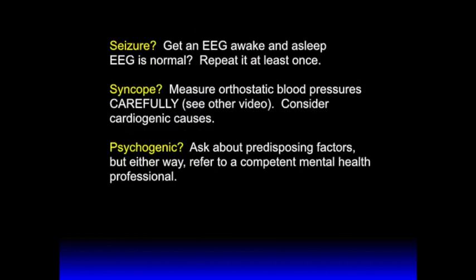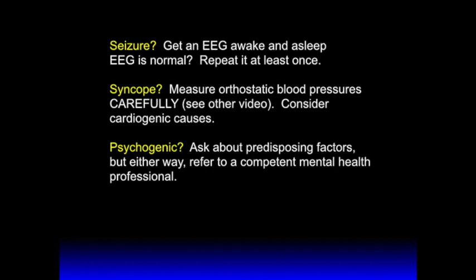How do we evaluate all of the above? And this, I'm just going to really tiptoe through this. If you take the history of the prodrome and the event itself and the aftermath, and you say, gee, I really think this is probably a seizure, well, you're going to get an EEG, awake and asleep. And if that's normal, you're going to repeat it at least once. And you're probably going to get a non-contrast MRI scan of the brain. And if you see something funny on it, you may need to do a contrast scan then.